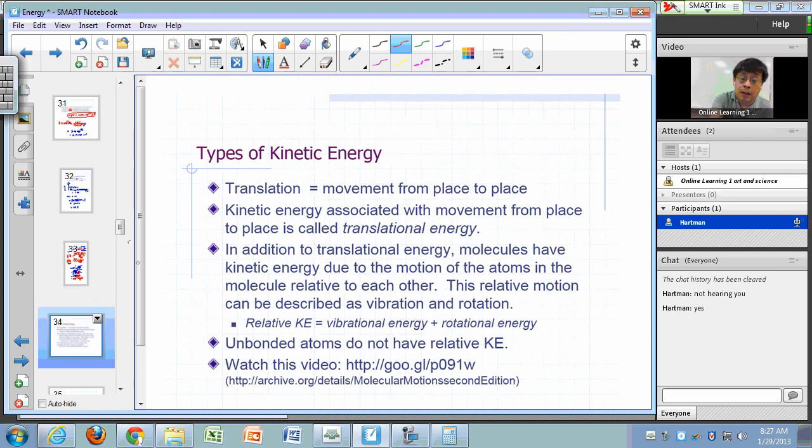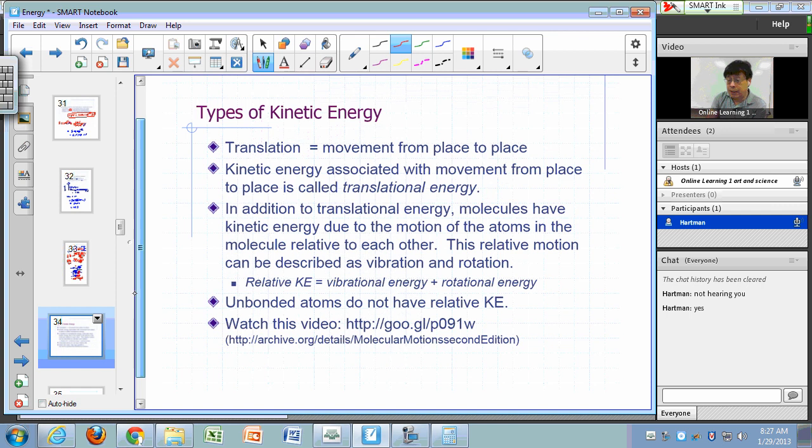All right. Now, there are several types of kinetic energy. You said kinetic energy is due to motion. The one we've been talking about is called translational energy. That's a kinetic energy because of movement, what we call movement from place to place. So translation is movement from place to place. That's called translational energy. So the energy associated with that movement is called translational energy.